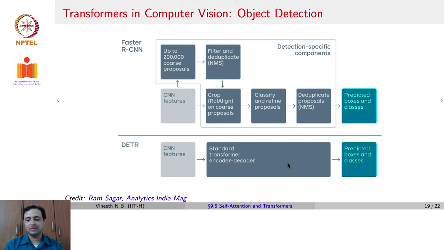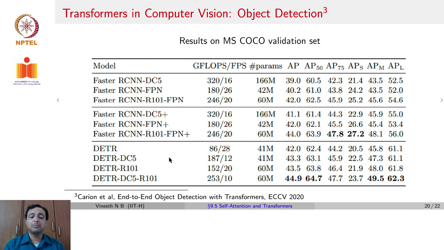This work showed that they could beat the performance of Faster RCNN methods on the MS COCO validation set. You can see the numbers here of average precision. AP stands for average precision. AP at 50 stands for average precision at a particular IOU threshold. And you can see that the transformer models seem to outperform state-of-the-art Faster RCNN models across a range of different metrics.